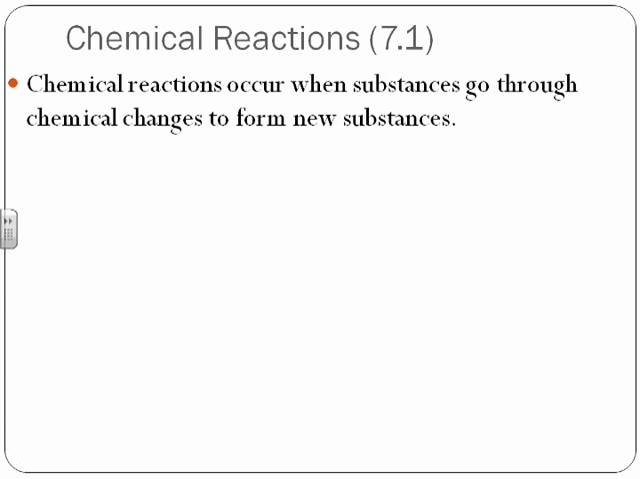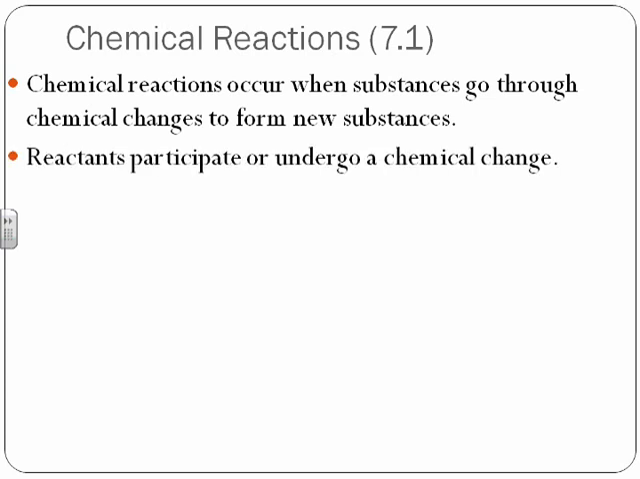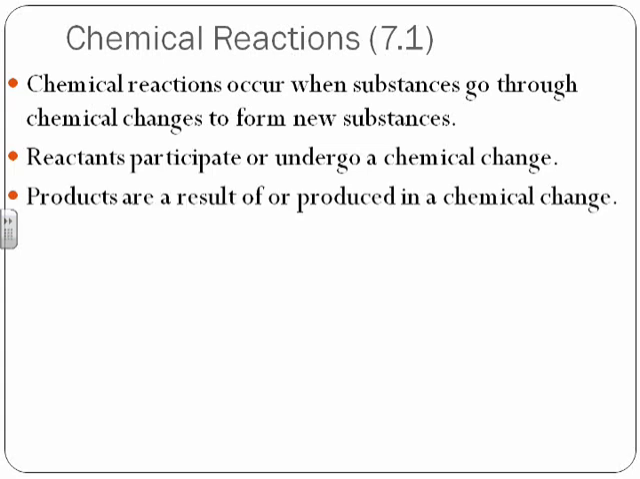So this is going to be when you have something that reacts with something else, or when something is flammable or combusts or burns. Because remember, our two chemical properties were flammability and reactivity. So if they deal with either one of those chemical properties, then we have a chemical reaction. Now, reactants are the part of the chemical reaction that participate or undergo a chemical change. So they're what we begin with. Products are a result of or produced in a chemical change, and that is what we end up with.